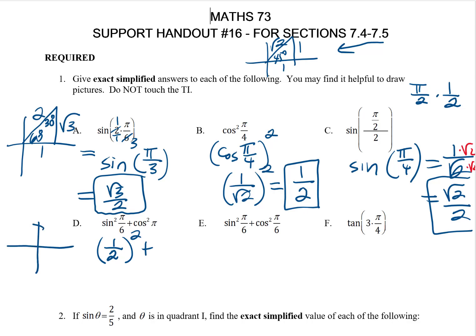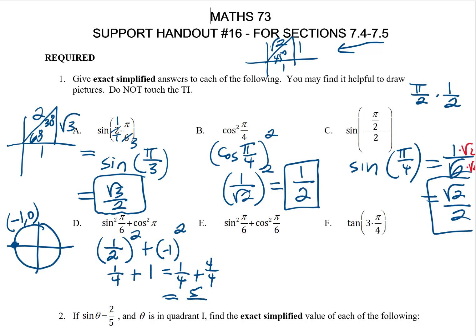Cosine pi. Pi is quadrantal, so a unit circle picture would be appropriate. I'm right over here. This is the point -1, 0. Cosine gives me the x, the -1. And again, that is being squared. Well, 1/2 times 1/2 is 1/4, and -1 times -1 is +1. So all I have left is to add those two numbers together. I'll think of +1 as 4/4, so that I can add this together for a final answer of 5/4.